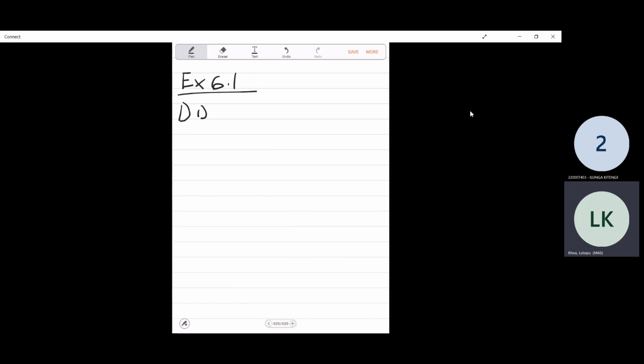We have square root of 5x plus square root of 2y equal to the square root of 2, and then square root of 2x plus square root of 5y equal to the square root of 5. So we have to solve this by using Gauss elimination.